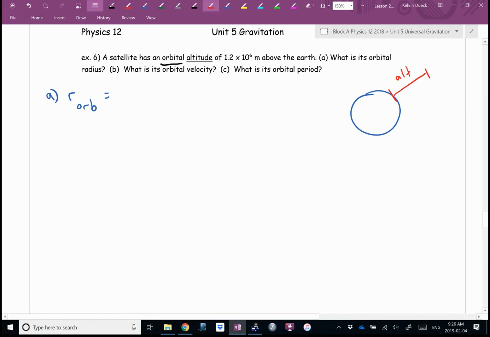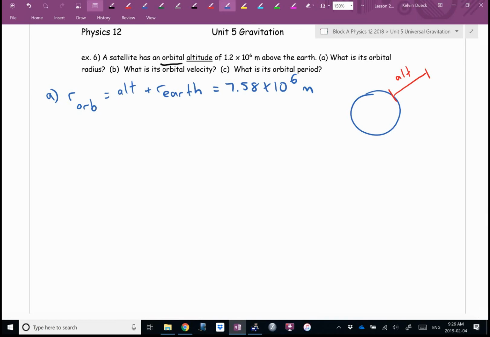How do I get the radius? I'll take the altitude and I'll add the radius of the Earth. Should I round it off at all, or is that everything? Because I'm going to be using this, I would not want to round off. I'd carry as many sig figs as I could.